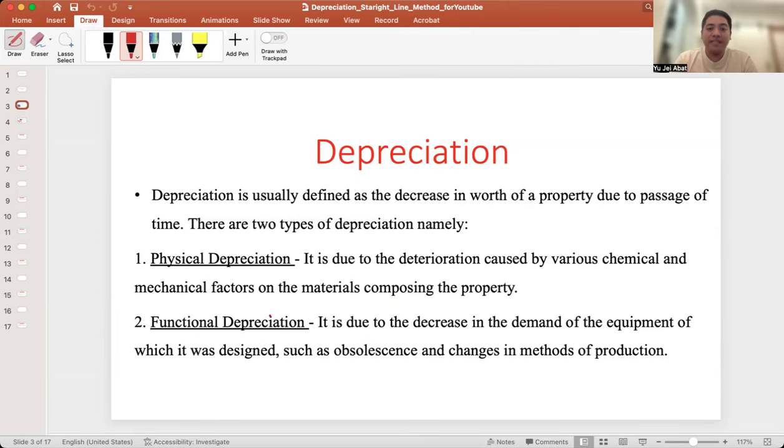It is due to the decrease in the demand of the equipment for which it was designed, such as obsolescence, I think that is the proper word there, and changes in methods of production. So meaning if there is a decrease in the demand of the equipment, therefore the value of that equipment will be going down. Okay, so decrease in the demand of the equipment. So that is depreciation. In other words, that is just the decrease in worth.